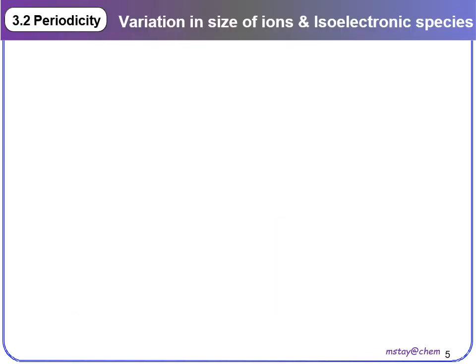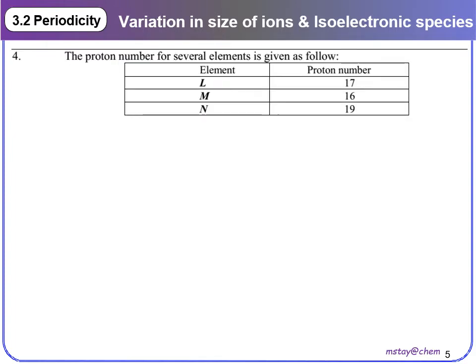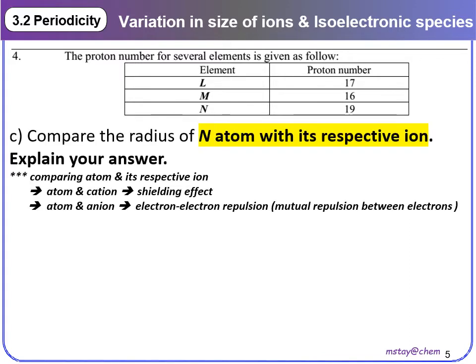Okay, it's time to discuss the tutorial question. This time we are going to continue with question number 4C first. The proton numbers for several elements are given as follows. Then question C asks us to compare the radius of element N and its respective ion. In this case, you have to predict for yourself what the ion is, whether a cation or an anion.